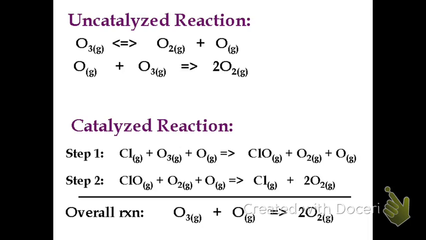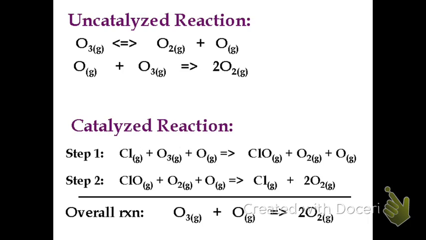Here's the difference between the catalyzed and the uncatalyzed reaction. They're using chlorine here, of course. And notice it's Cl. Let me ask y'all that. Which one is the catalyst? Which ones are the intermediates in the catalyzed reaction? Cl intermediate? What? Cl is not an intermediate. Cl is the catalyst because it's appearing as a reactant and reappearing as a product.